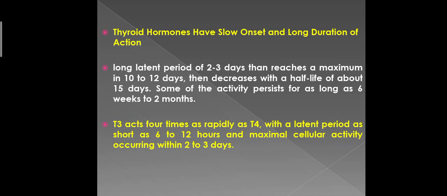The latent period is long, of 2 to 3 days, then the action reaches a maximum in 10 to 12 days, and then it decreases with a half life of about 15 days. Some of the activity persists for as long as 6 weeks to 2 months. T3 acts 4 times as rapidly as T4 with a latent period as short as 6 to 12 hours, and the maximum cellular activity occurs within 2 to 3 days.